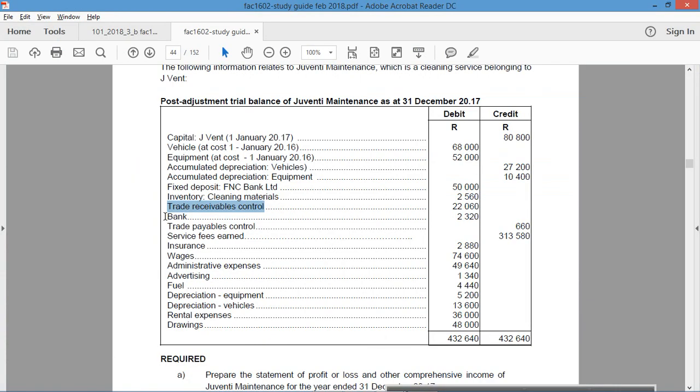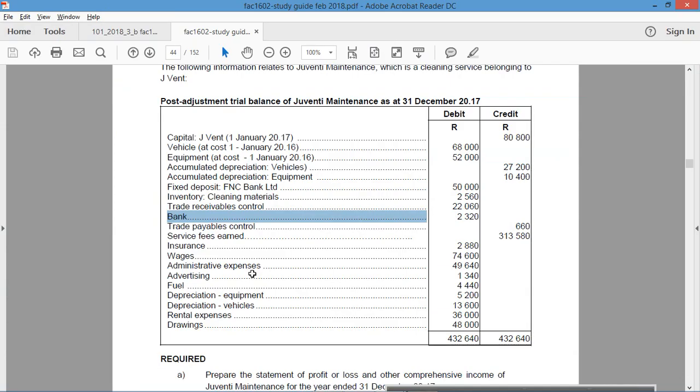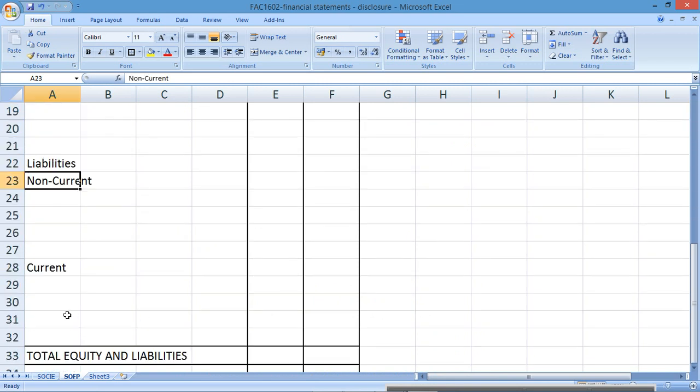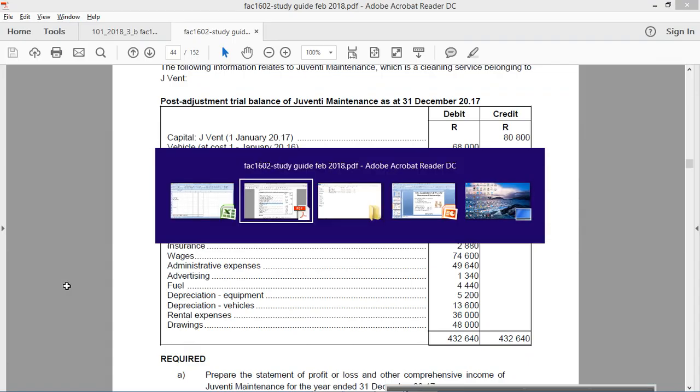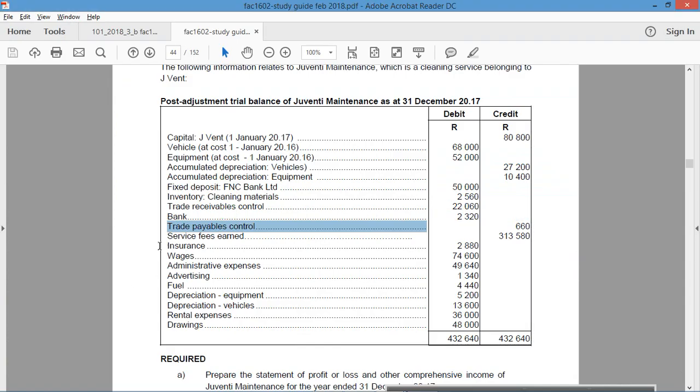Good. Then bank is also an asset. It's current. So it's 2320. Then trade payables is a liability, and it's a current liability. Good. 660. Next, service fees earned, it's income.